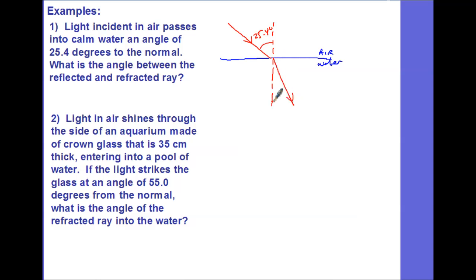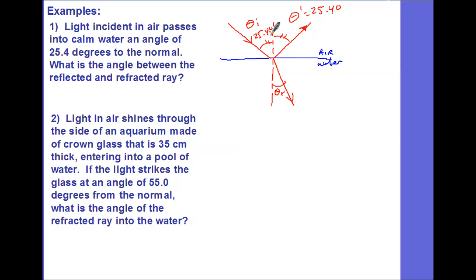I could find this to be theta r if this is theta I. The question is actually asking what is the angle between the reflected and refracted ray. So we also have a reflected ray that goes this way. We call that theta prime. Well, that's easy to get. That's 25.4 degrees, right? Angle of incidence is equal to angle of reflection.